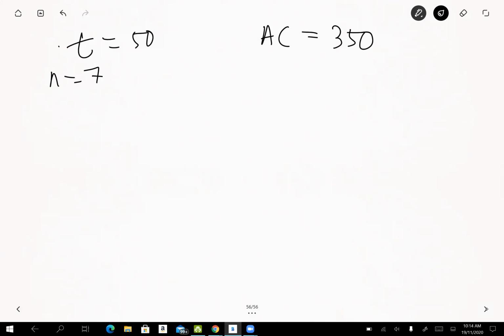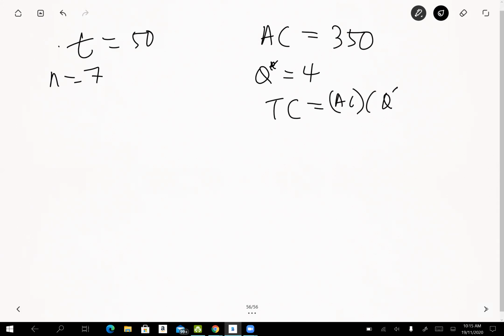So what is the cost to produce 4 units of the public good? By the voting, you will get Q star equal to 4. So in order to produce 4 units, the total cost is the average cost multiplied by the output level. That will be equal to 350 multiplied by 4. So that is how much it costs. Now, the tax is 50. When we say tax 50, it means tax 50 per unit of the public good.